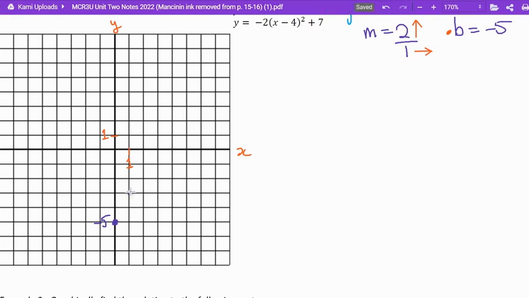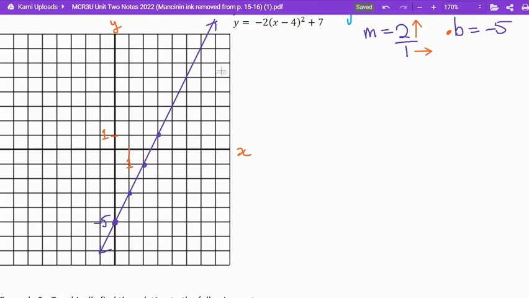Now I'll do that again 3 more times just to get more dots. 2 up, 1 across, 2 up, 1 across. As you can see, I've got a pretty good, pretty accurate line being drawn here. It's important to draw accurate lines so that we can find the points of intersection. Arrows at the top and the bottom.